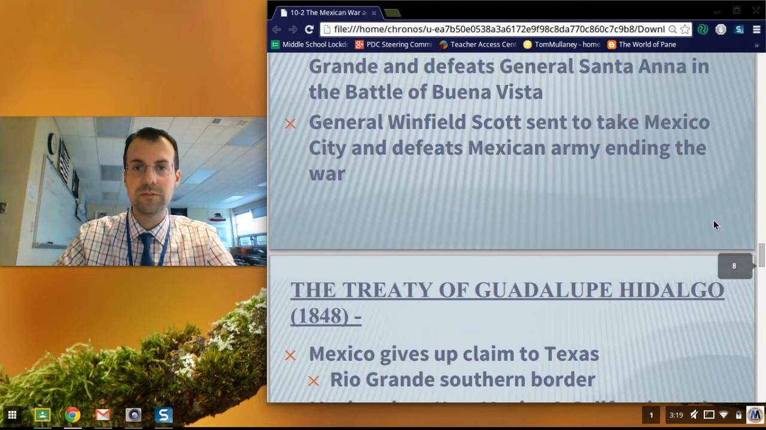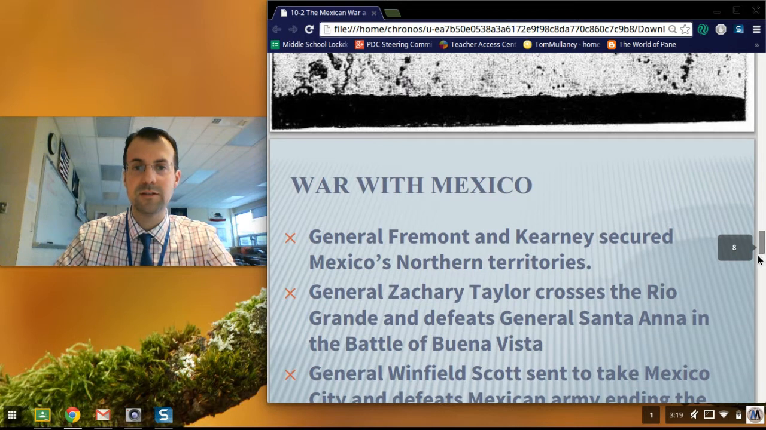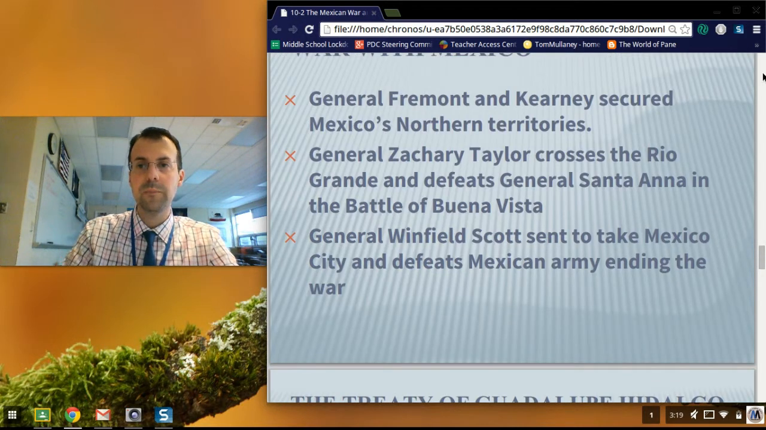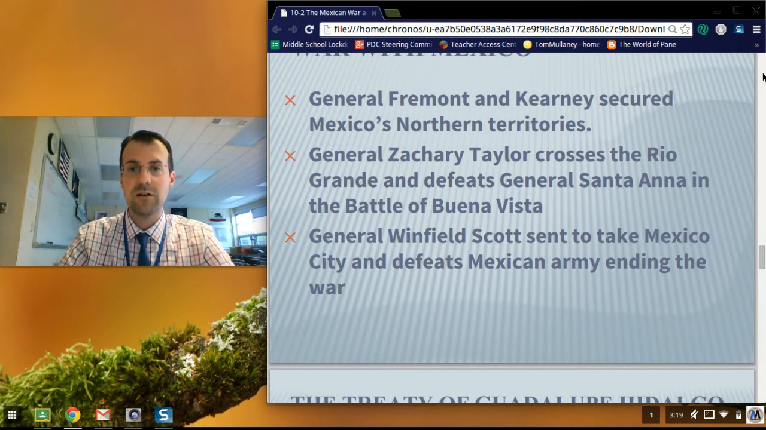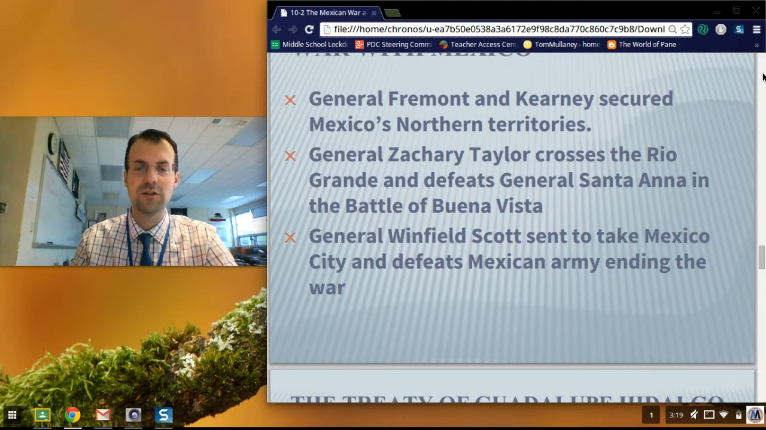Fremont and Kearny secure Mexico's northern territories. Zachary Taylor defeats Santa Anna at Buena Vista. Winfield Scott goes to Mexico City, the capital of Mexico, defeats the Mexican army. The war ends. Fremont, Kearny, Taylor, these are all streets in San Francisco, illustrating that to the victor most definitely go the spoils.